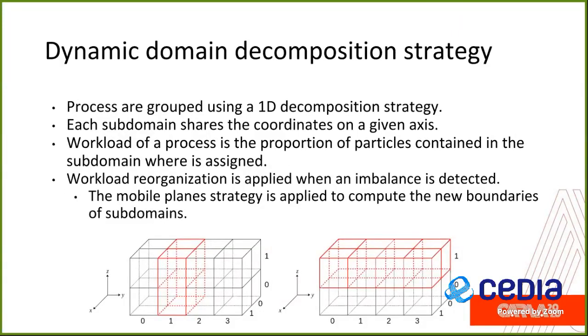This dynamic domain decomposition strategy groups processes using a 1D decomposition, where each subdomain of processes shares a coordinate in a given axis. And in our implementation, processes define their workload as the number of particles contained in the subdomain assigned to them. So when an imbalance is detected, the mobile plane strategy is applied to rebalance and redefine the subdomains' sizes and locations.